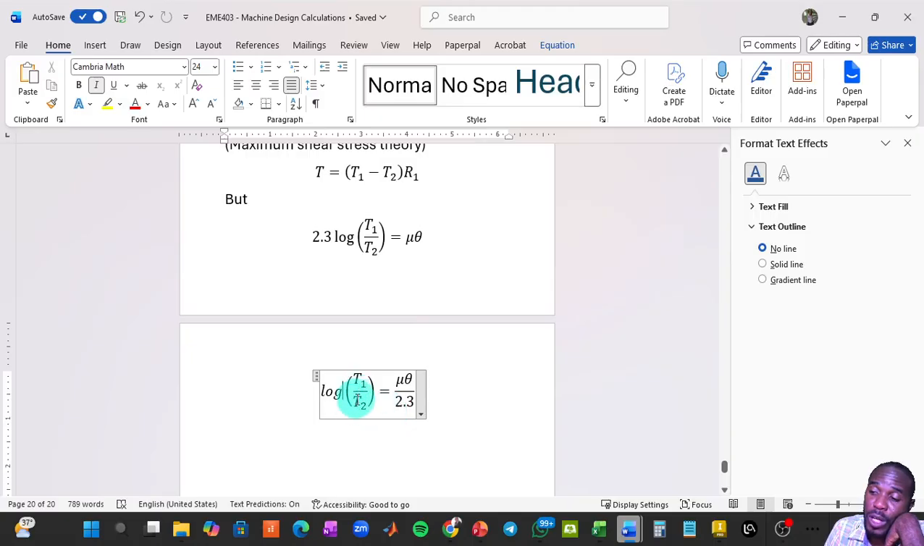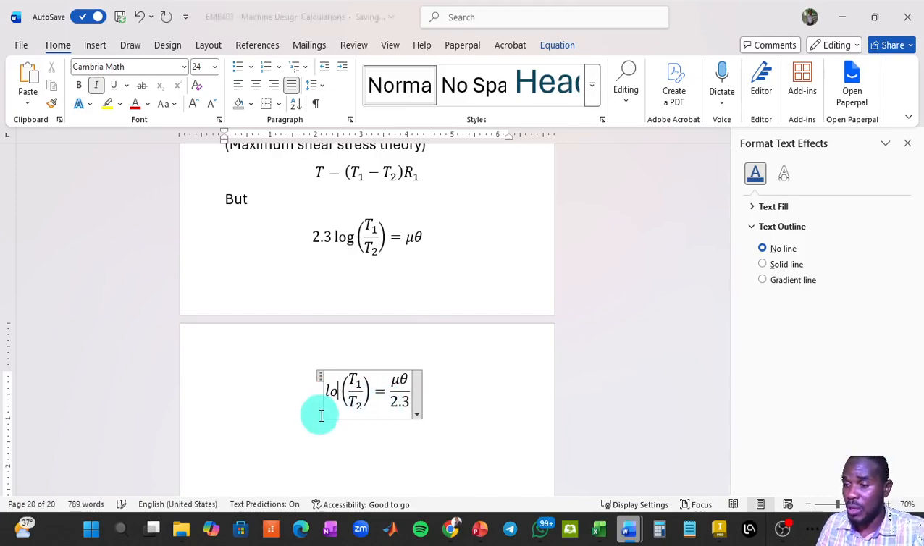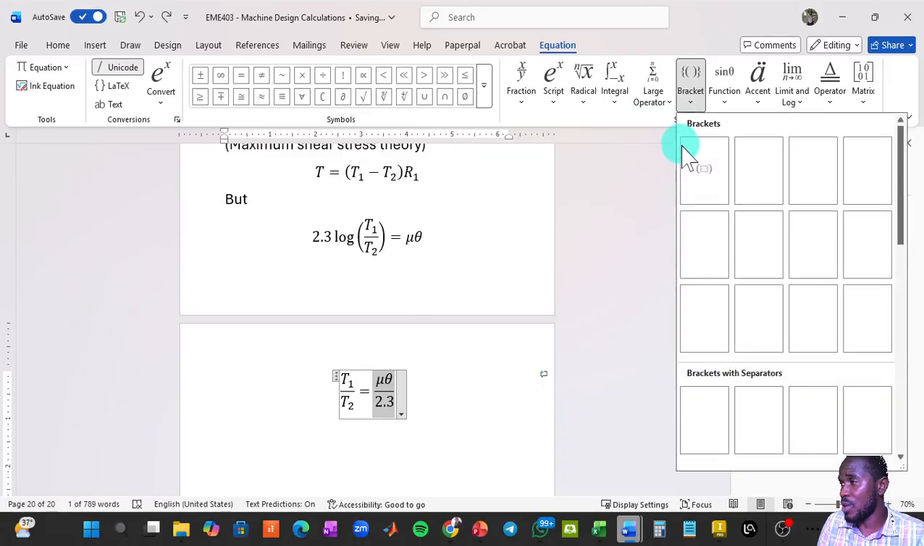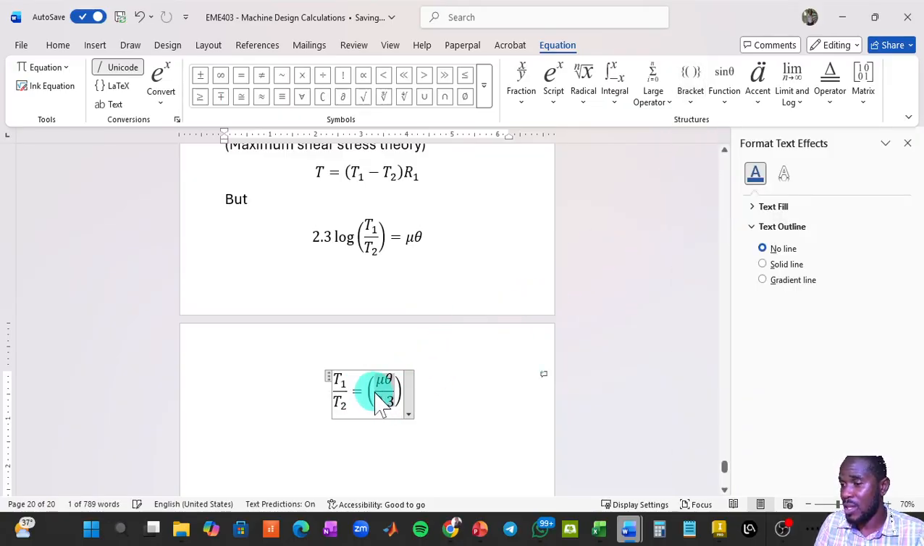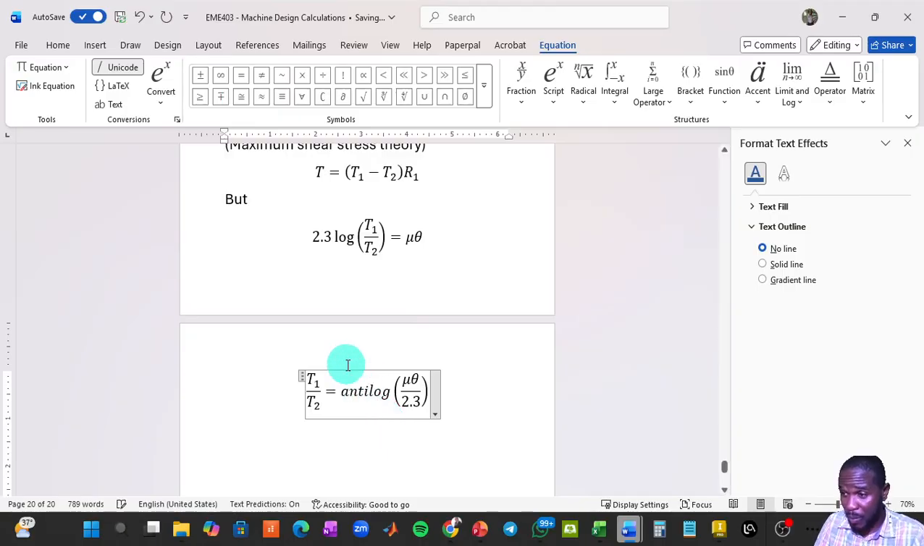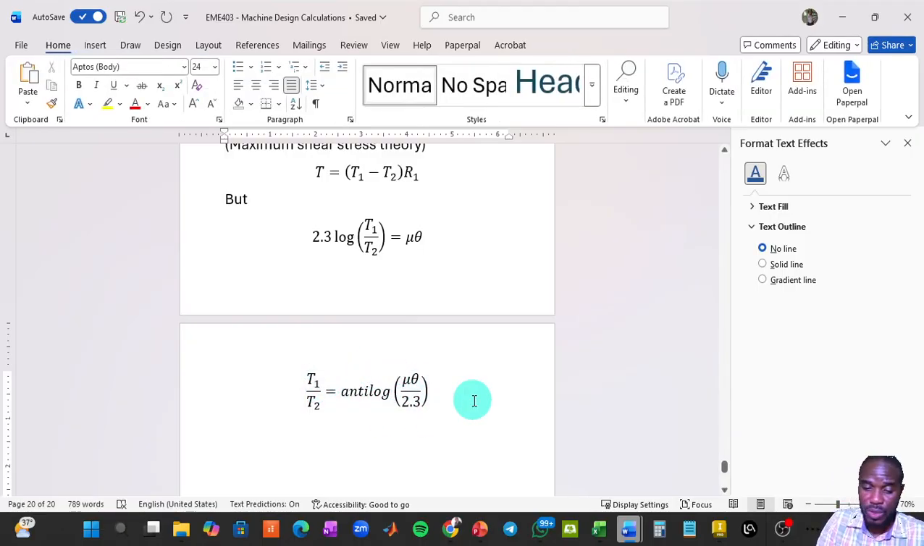But since I'm looking for T2, T1 over T2 is a ratio that is locked inside the log. If I want to do away with this log, then I find the antilog of both of these sides, right? So let me go back to where I was. We assume that we have dealt with the log by taking it to the other side, and the way to do that is to find the antilog of that number. When we do, then if we cross multiply, T2 will be T1 divided by this whole guy here.